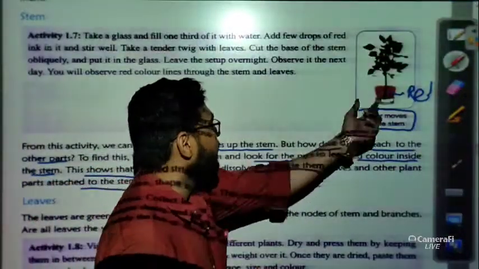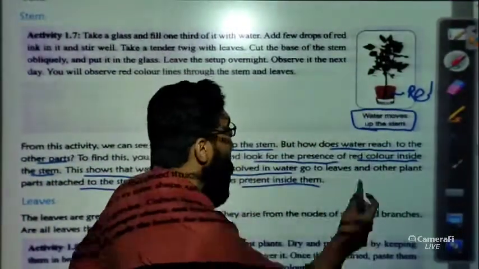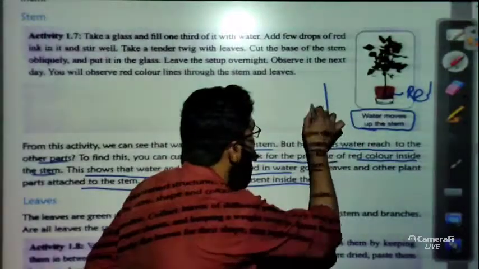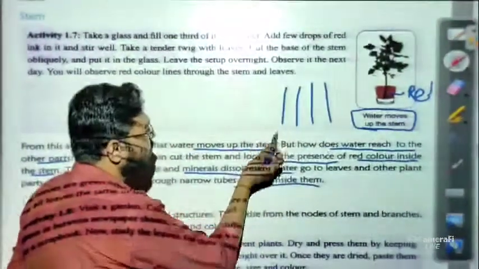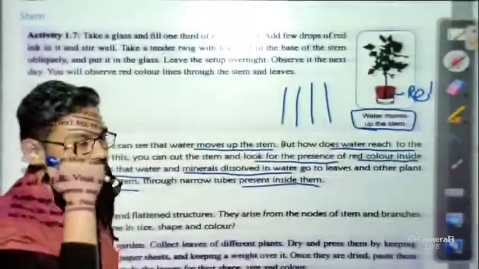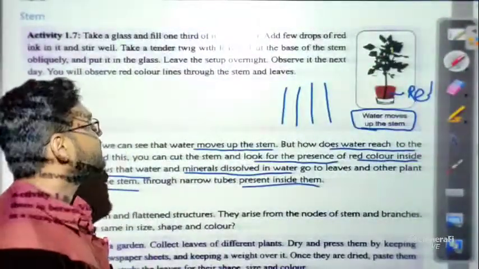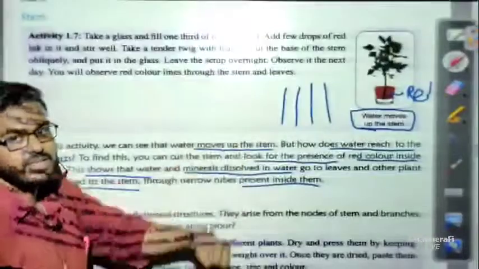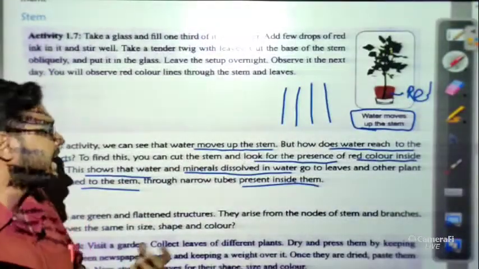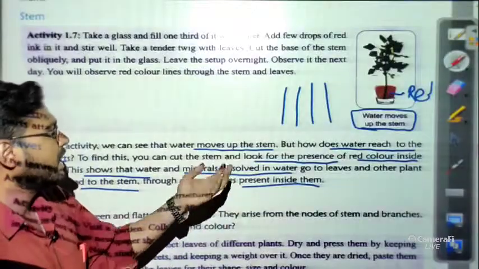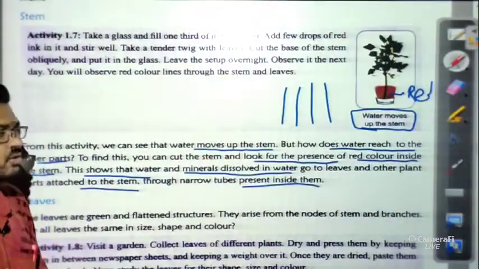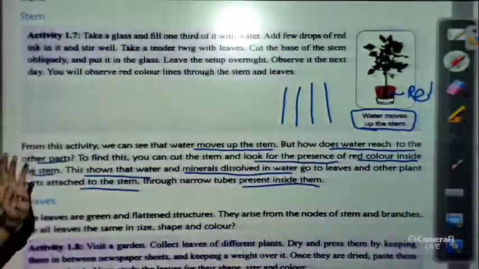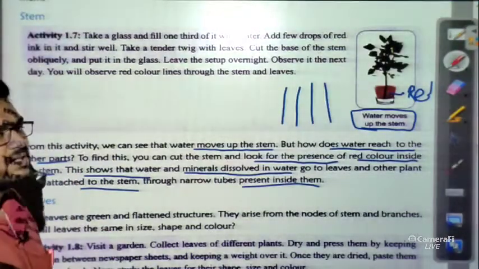So we conclude that in the stem there are very narrow tubes, a straw-like structure. With these straw-like structures, they can absorb and attract the minerals and water, and spread everything to all the parts. So this is our stem and its functions.